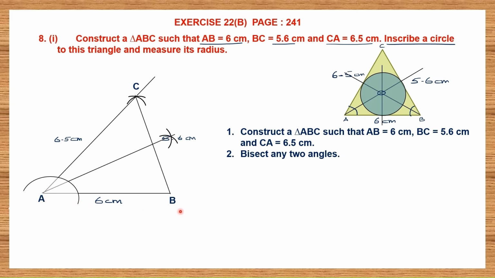We are going to do the same thing at B. First step is draw an arc. Then placing your compass needle here and here, we're going to draw two arcs. So we have drawn the first arc and the second arc. From there, join up to B.